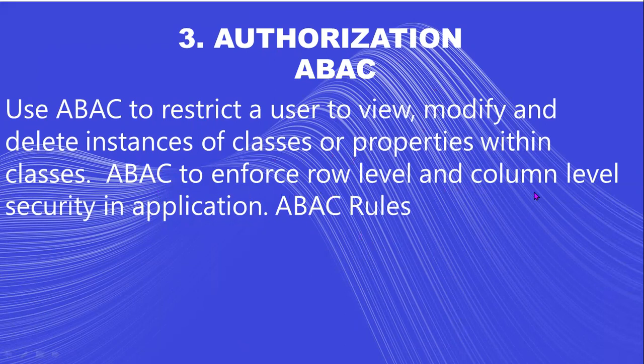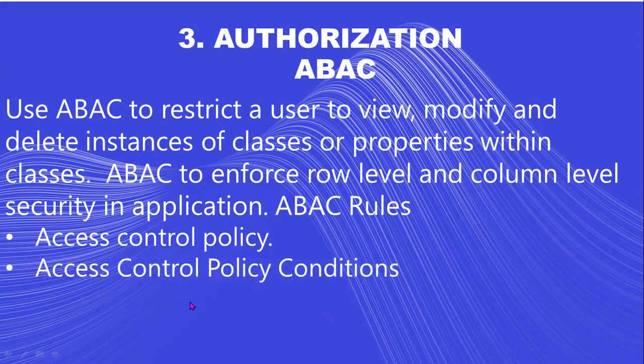ABAC is used to enforce row-level and column-level security in an application. Row level as well as column. Row means each record will be one customer's details, or one transaction's details. And even on that particular record, the customer ID he should not be able to modify, the PAN number also he should not be able to modify, but the address details he should be able to modify. In that case, we can apply column-level security also. So how can we implement this? Through the access control policy, then access control policy conditions, and then the access when rule. By using these three, we can implement the ABAC authorization.